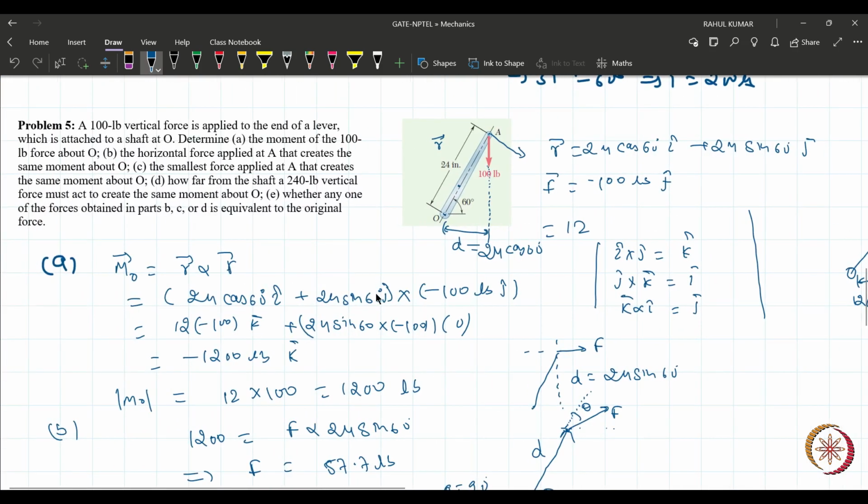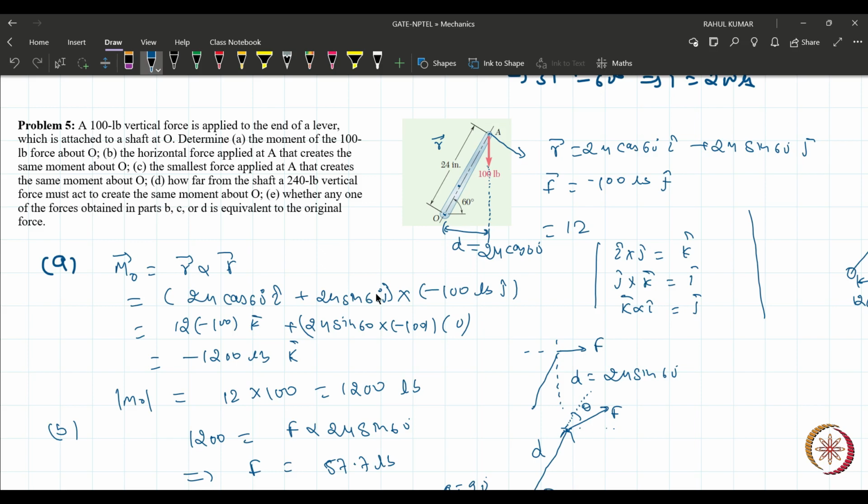Now tell me the answer for E. Sir, none of them is equal, definitely. Moments are the same. I am assuming that moments are the same, but the problem is the forces are different. Did you get it? Sir, equivalent force means the same magnitude and the same direction.